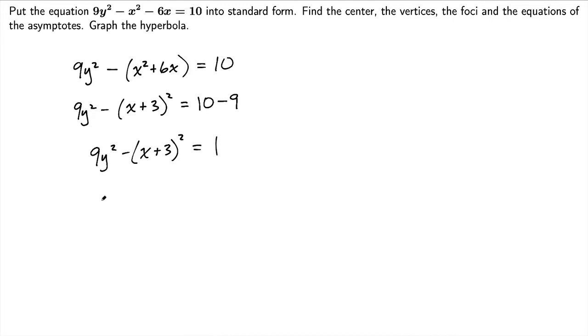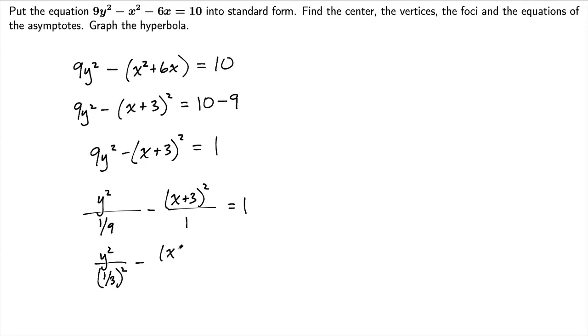The 9 right there is kind of weird because we're used to y squared over something, so I'm going to write that as over 1/9. And then minus we'll write the x term as well as x plus 3 squared over 1. And then finally, we can write both of these as something squared. So we've got y squared over 1/3 squared, and then minus the x term over 1 squared. All right, now we can start to find all of these features.